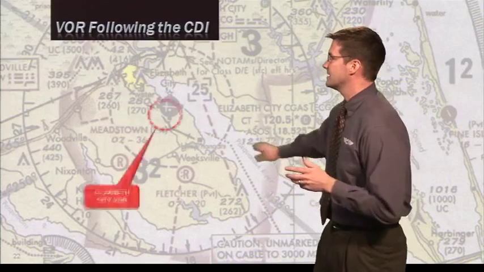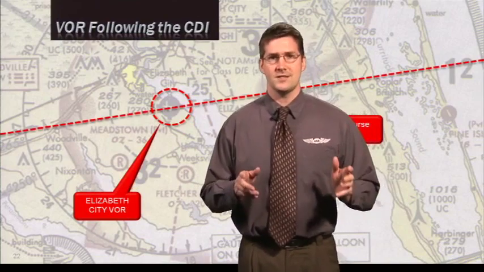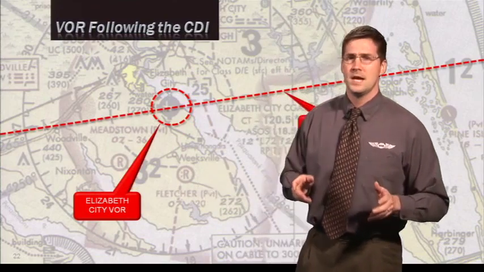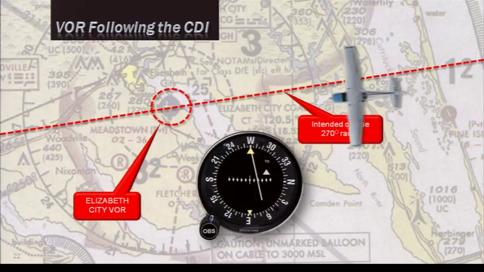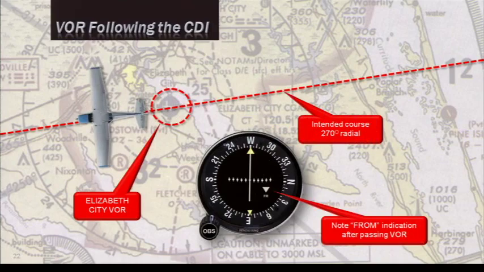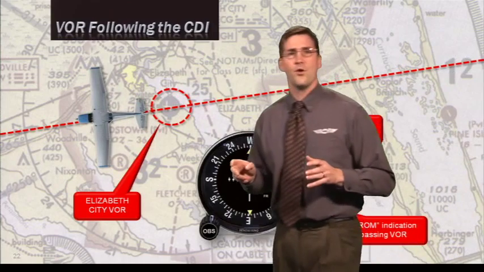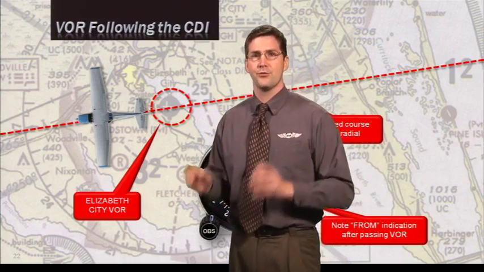Here is the Elizabeth City VOR shown right here. Our intended course is the 270-degree radial. Now we'll put the aircraft in motion and note what happens. As the aircraft intercepts the 270-degree radial, the needle centers. Also note the to and from indications as the aircraft overflies the VOR station. It changes from to from.